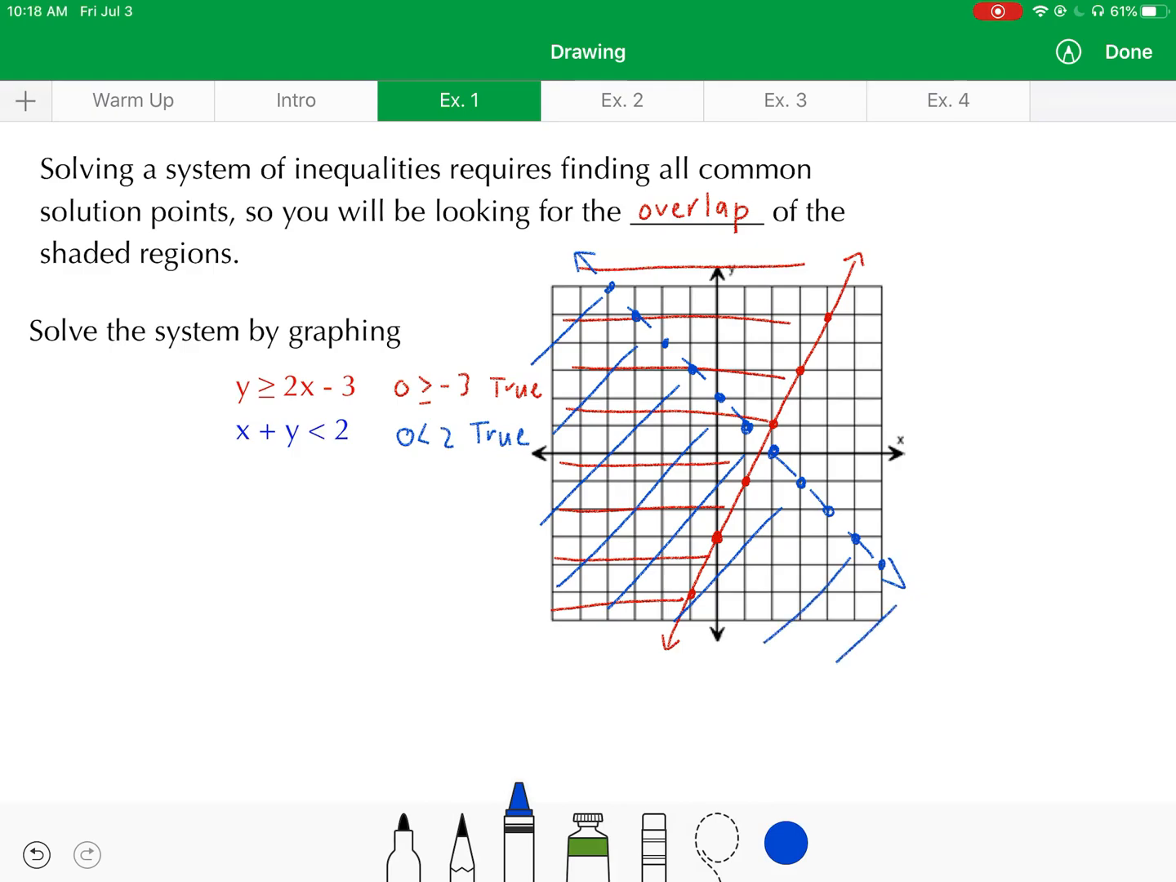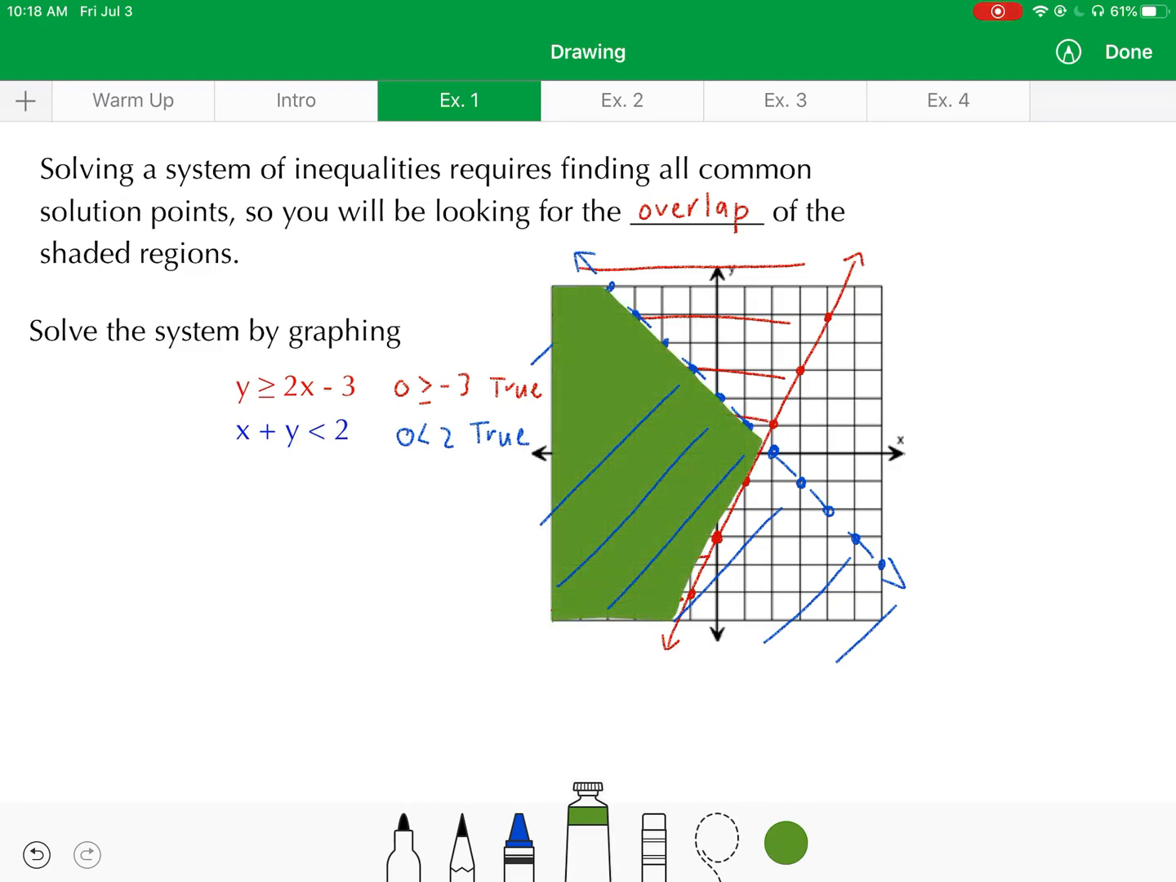Okay, so now we're looking for where does red and blue intersect or overlap. You can see that would be this section right here. All right, and there is my solution set. What's in green? Pick any random point in that area, and it should satisfy both inequalities of the system, just like the origin did. Okay.